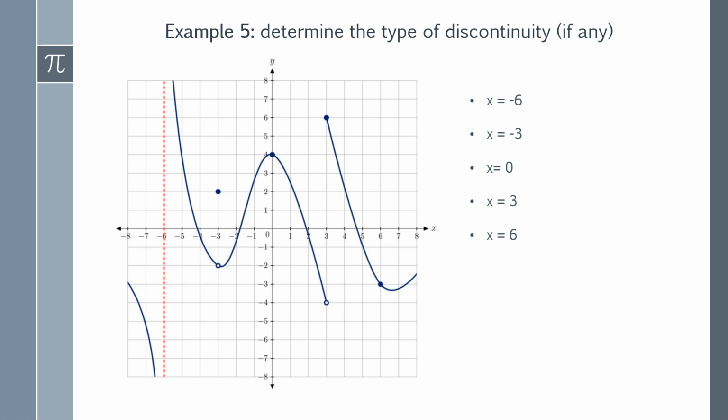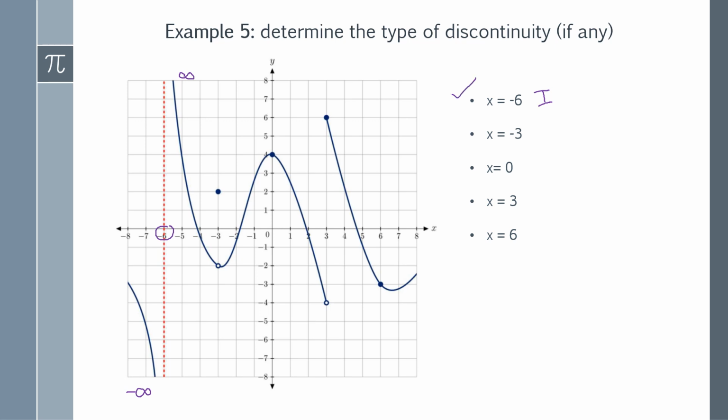For x equal to -6, what happens here? So -6 is over here. We can see that this is a vertical asymptote. The limit as x approaches -6 from the right is positive infinity. From the left, it's negative infinity. So this is infinite discontinuity. Okay, so the first one is done.